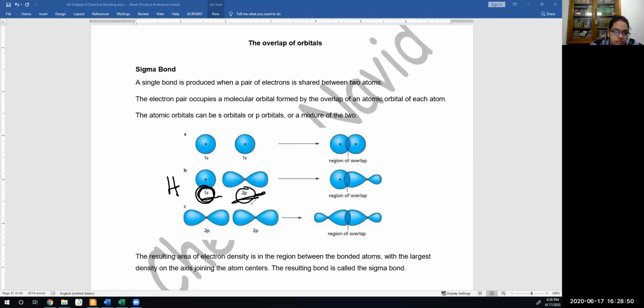Name an atom whose electrons are present in 2p. Carbon. Chlorine. Chlorine is not 2p, chlorine is 3p. It could be fluorine. So fluorine has how many electrons in the last shell? Seven. So what will fluorine be?